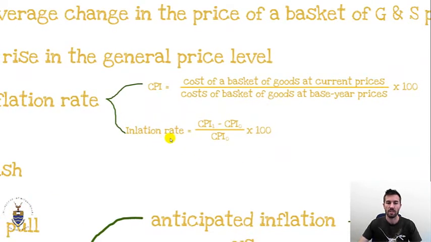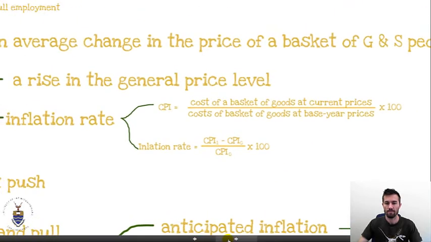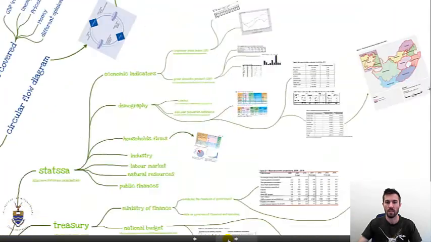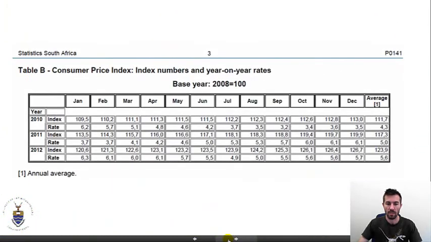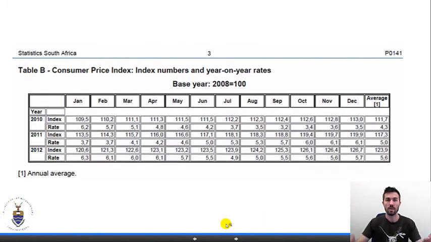And the inflation rate is the percentage change in the CPI. So what is the CPI? CPI is the cost of a basket of goods at current prices divided by the cost of a basket of goods at the base year prices. What does that mean? Well, let's go take a look once again at that inflation data that we looked at previously, but let's do it in another video.